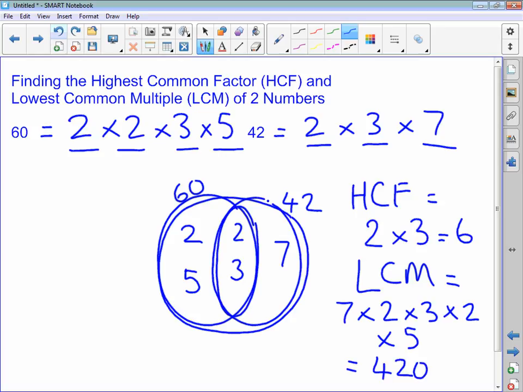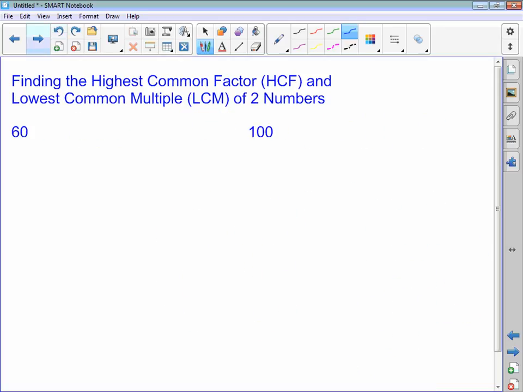So the highest common factor is 6. And the lowest common multiple is 420. We're going to look at another example of finding the highest common factor and the lowest common multiple of two numbers. These two numbers are 60 and 100.